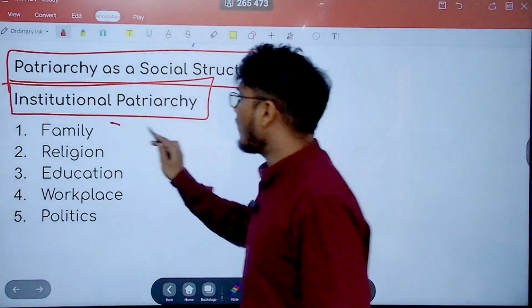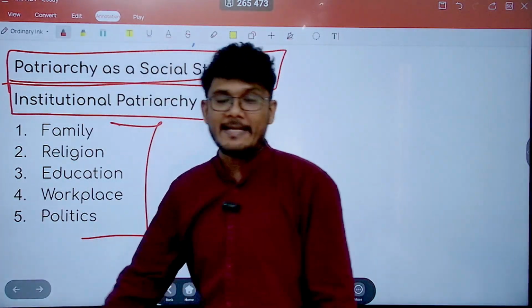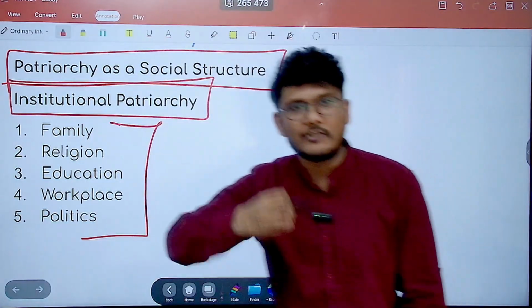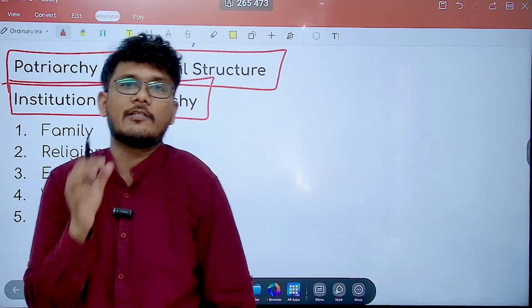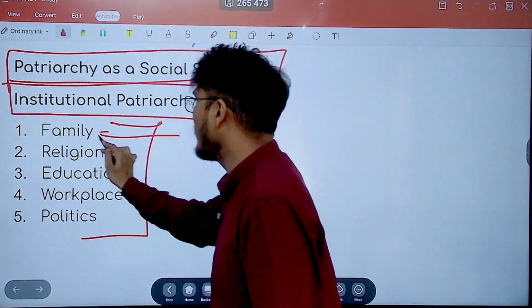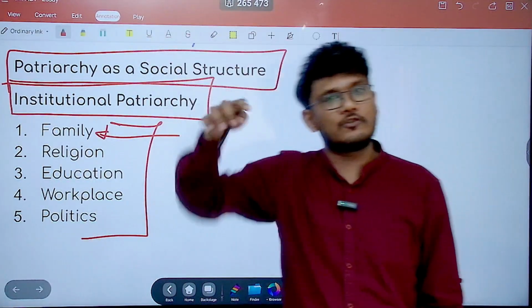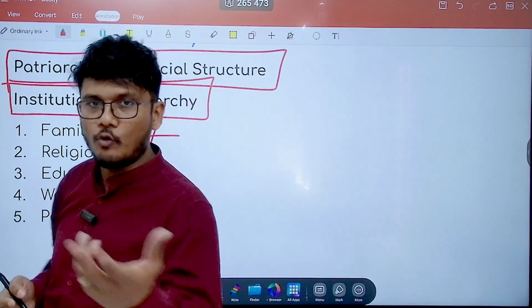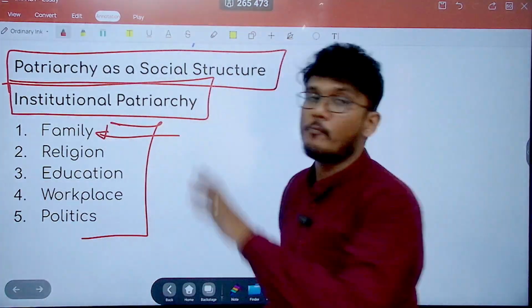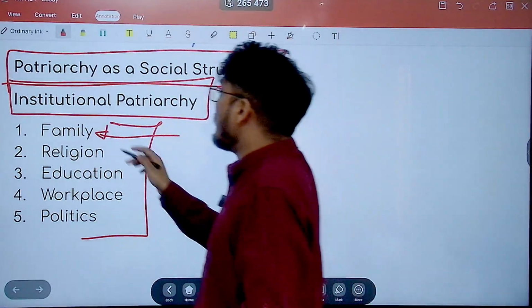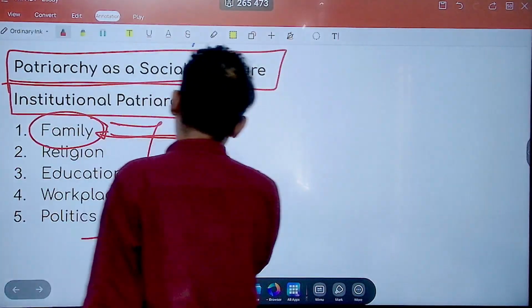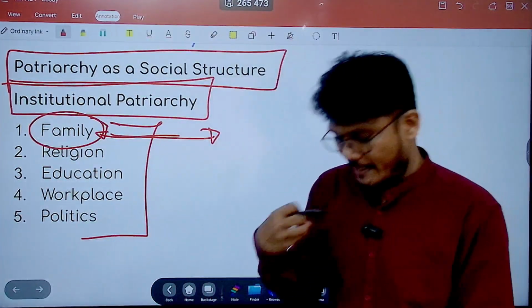Now all these are institutions of society. Family is the smallest social institution. Even family is an institution. Institution does not generally mean the World Bank, IMF, the organizations. No, a small unit of family of 2 people is also a small social institution. So at the family level, how is patriarchy entrenched?